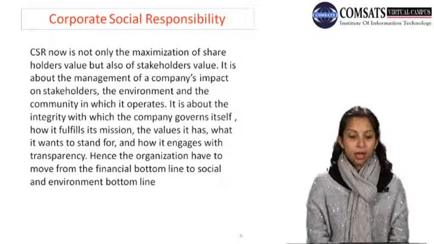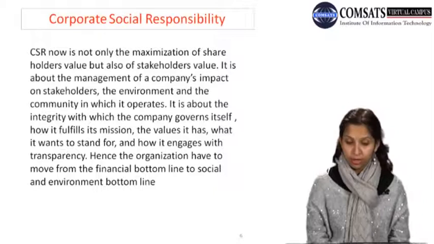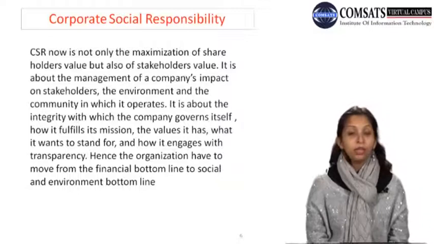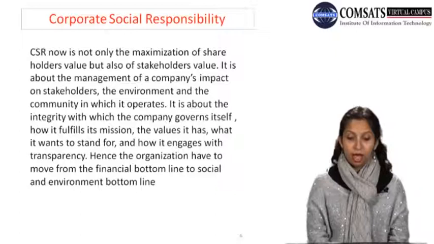CSR now is not only the maximization of shareholders' value but also of stakeholders' value. It is about the management of a company's impact on stakeholders, the environment and the community in which it operates. It is about the integrity with which the company governs itself, how it fulfills its mission, the values it has, what it wants to stand for, and how it engages with transparency. Hence, the organization has to move from the financial bottom line to the social and environmental bottom line.